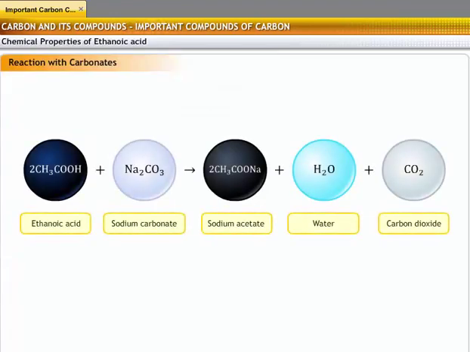Let's now analyze the chemical behavior of ethanoic acid. Ethanoic acid reacts with weak bases like sodium carbonate or sodium bicarbonate to give sodium acetate and carbon dioxide. This is an important characteristic property which can be used to distinguish a carboxylic acid like ethanoic acid from an alcohol like ethanol. To demonstrate this property, let's perform an experiment.